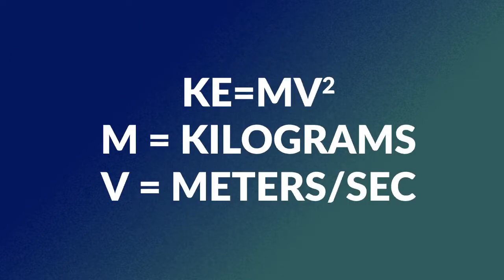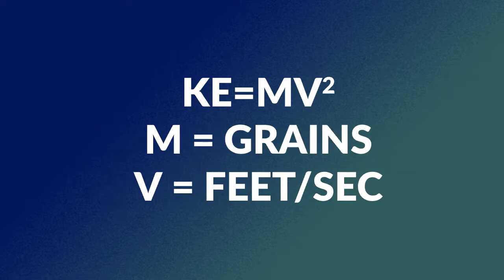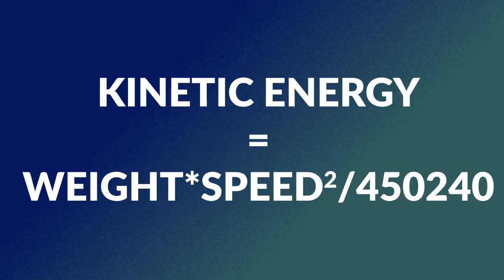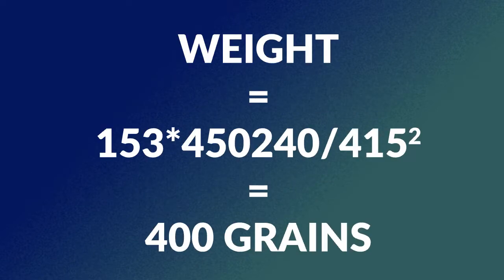The kinetic energy formula is based on kilograms and meters. There has to be a conversion factor when using grains and feet per second. That factor is 450,240. To calculate kinetic energy using grains and feet per second, the formula looks like this. Kinetic energy equals mass times velocity squared divided by the factor. Doing the math, we can see that the arrow weight is 400 grains.